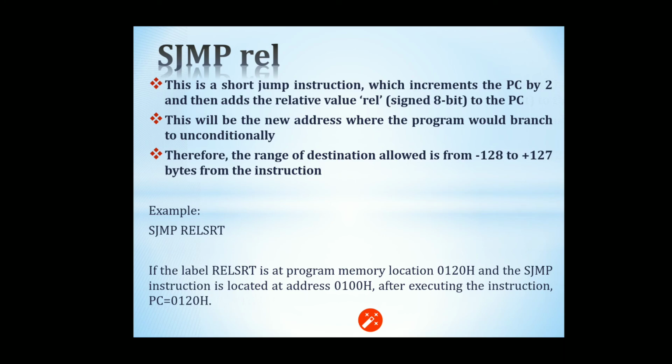SJMP rel, short jump. This is the short jump instruction which increments the program counter by 2 and adds the relative value rel, signed 8-bit, to the program counter. This will be the new address where the program would branch unconditionally. Therefore, the range of destination allowed is from -128 to +127 bytes from the instruction.